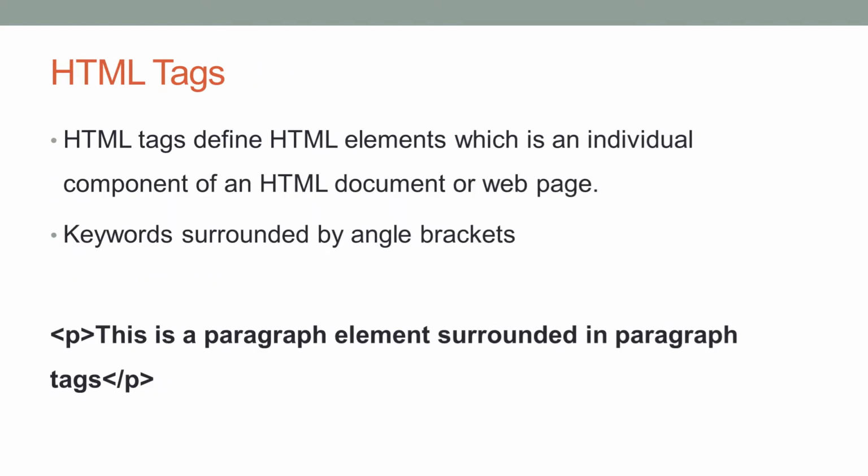Now what are HTML tags? These are some basic elements of the HTML web page which sum up to make a whole HTML page. These are surrounded by angle brackets. Like this is a P tag which signifies that we are going to include a paragraph in it.